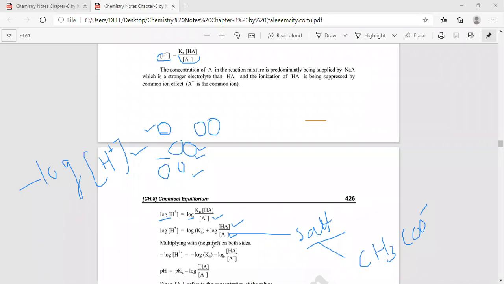Now apply negative on both sides. Negative log of H positive ion concentration, negative log Ka, negative log of acid over A negative, the concentration of A negative. Minus log of H positive ion concentration is pH, as we have discussed. Minus log of Ka is pKa. Minus log of acid in the numerator and A minus in the denominator.